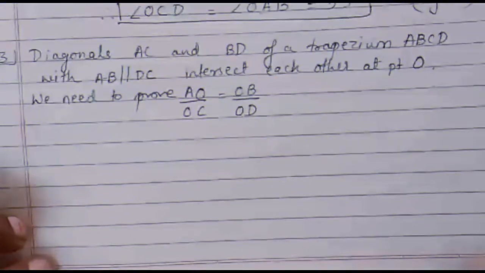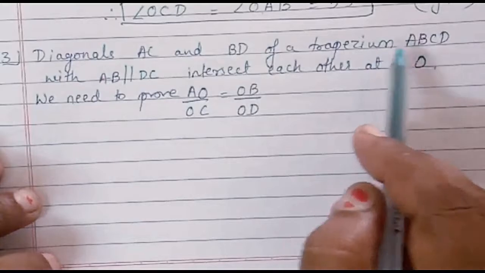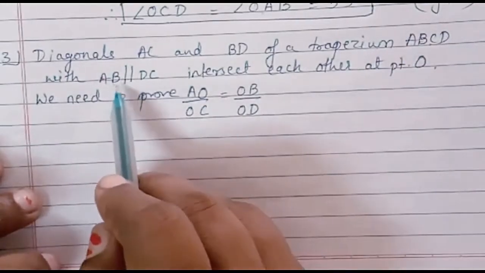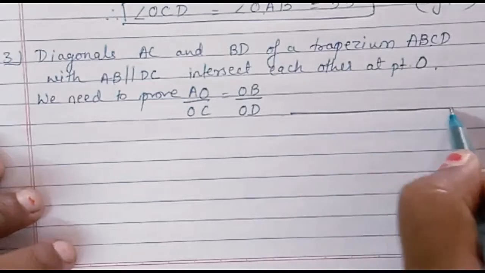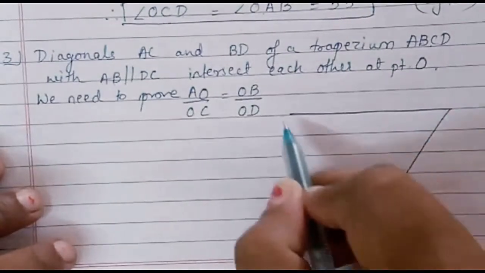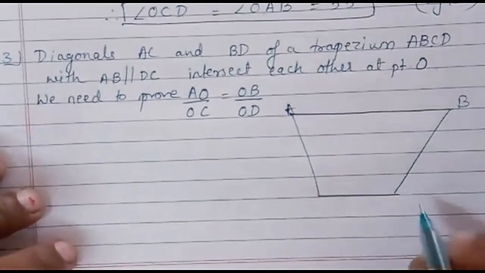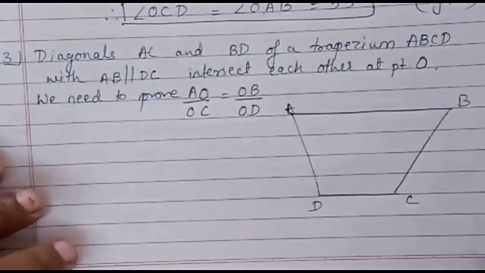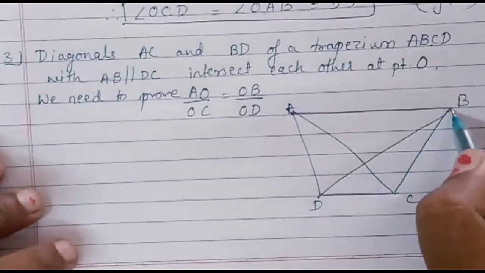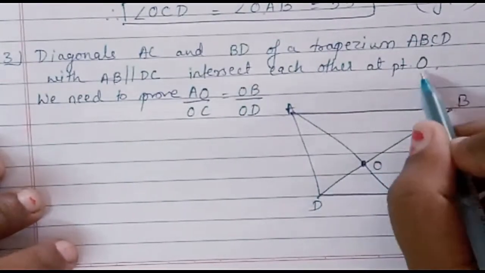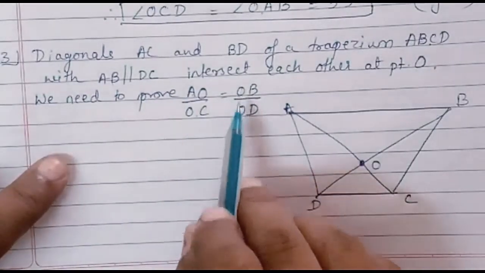Okay. Let us start with certain proofs. It is given that diagonals AC and BD of trapezium ABCD are such that AB is parallel to DC. So let me draw a figure. This is AB and let it be parallel to CD. So A, B, C and D is the trapezium, and the diagonals AC and BD are intersecting each other at point O. You need to prove AO is to OC is equal to OB is to OD.